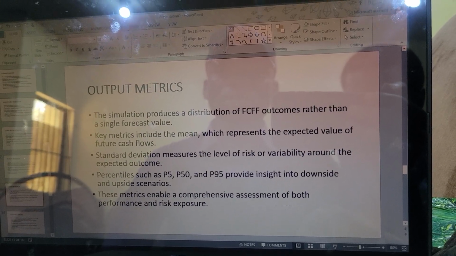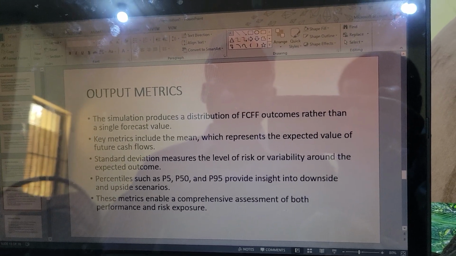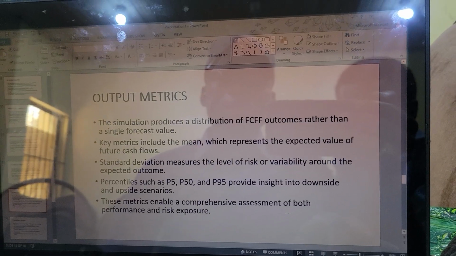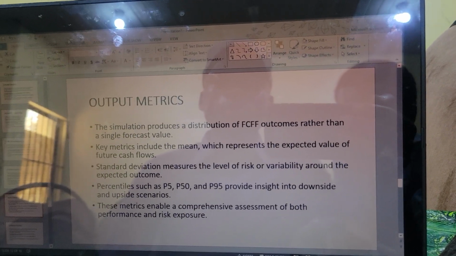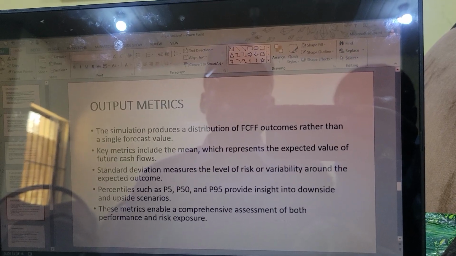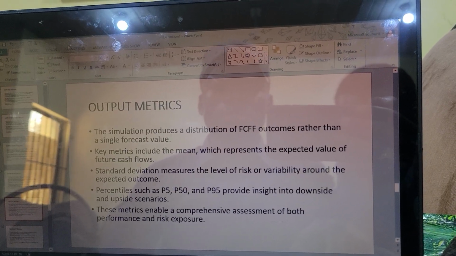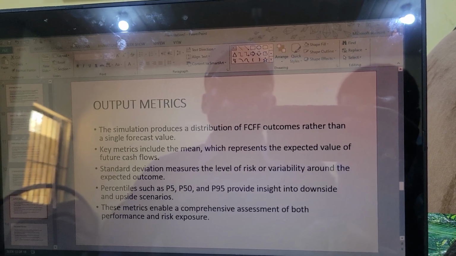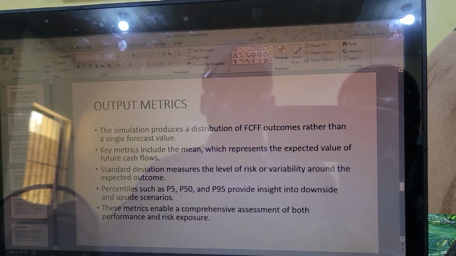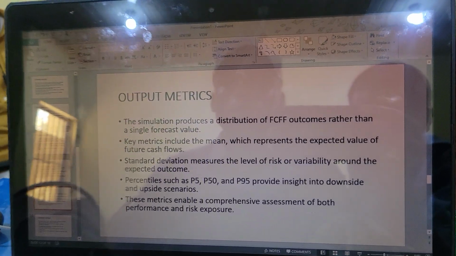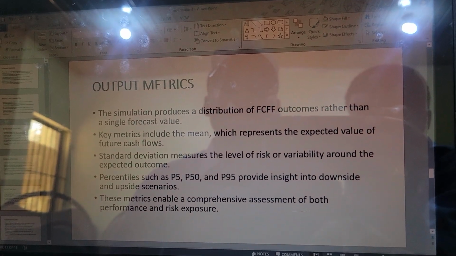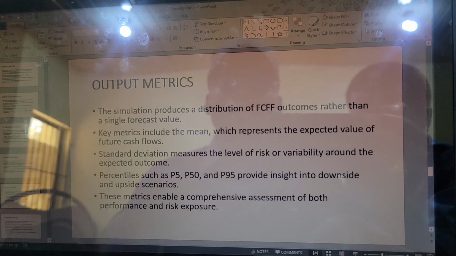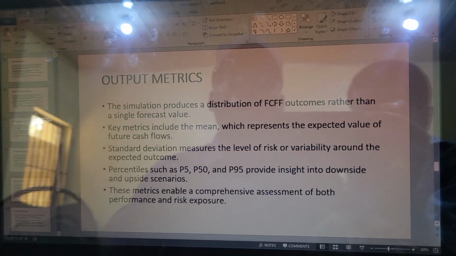The output matrix. The simulation produces a distribution of the free cash flow to the firm outcomes rather than a single forecast value. Key metrics include the mean, which represents the expected value of future cash flows. Standard deviation measures the level of risk or variability around the expected outcomes. Percentiles such as the 5th, the 50th, and the 95th percentile provide insight into downside and upside scenarios.